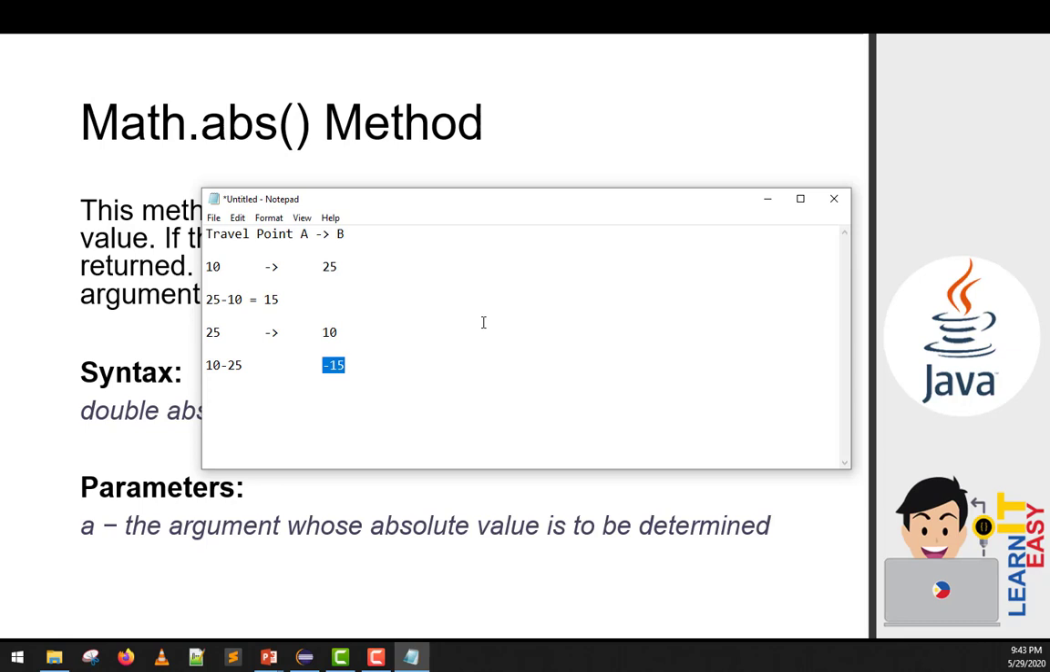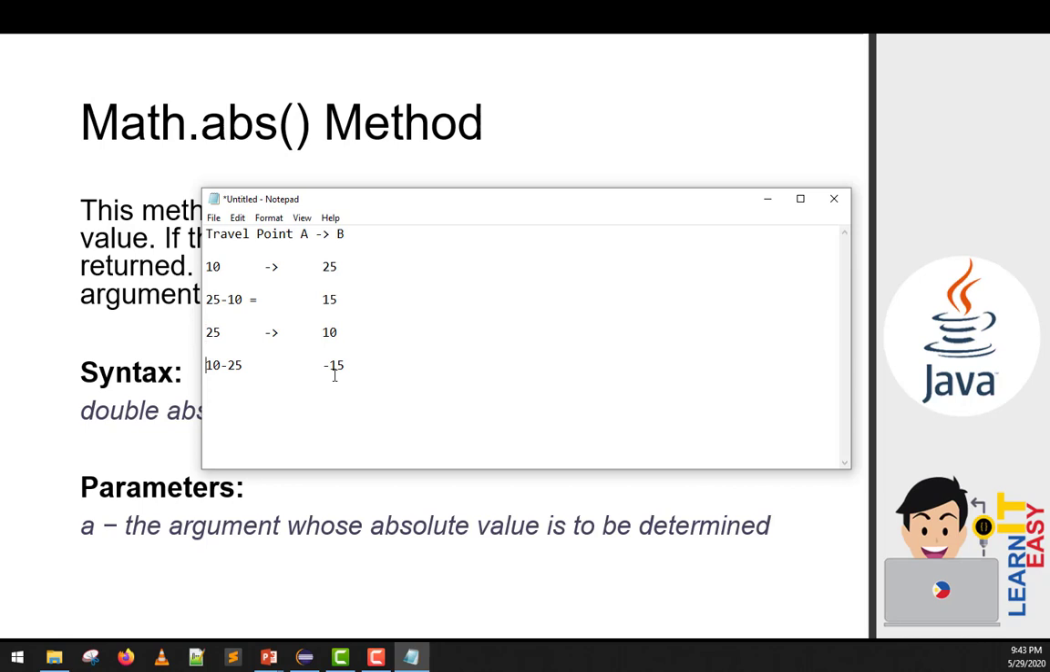Itong negative 15 na to, kaya lang naman naging negative yan kasi yung kung paano mo siya kinocompute. Kasi nauna na yung computation mo doon sa pabalik. Pero honestly, yung 15 na to is still a 15-kilometer travel. So kapag gumamit ka ng absolute, kapag yung sagot mo dito is positive, automatically, i-return lang niya to as it is.